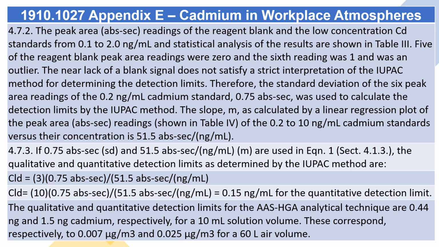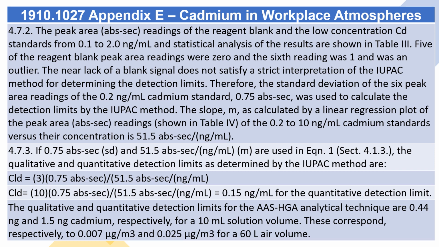4.7.3. If 0.75 ABS/SEC, SD, and 51.5 ABS/SEC/ng/ml, m, are used in equation 1, the qualitative and quantitative detection limits as determined by the IUPAC method are CLD equals 3 × 0.75 ABS/SEC / 51.5 ABS/SEC/ng/ml equals 0.044 nanograms per milliliter for the qualitative detection limit, and CLD equals 10 × 0.75 ABS/SEC / 51.5 ABS/SEC/ng/ml equals 0.15 nanograms per milliliter for the quantitative detection limit.